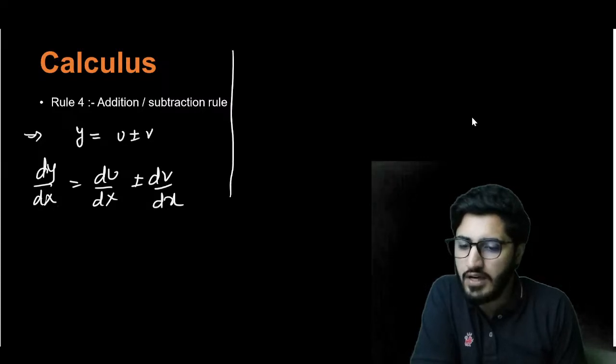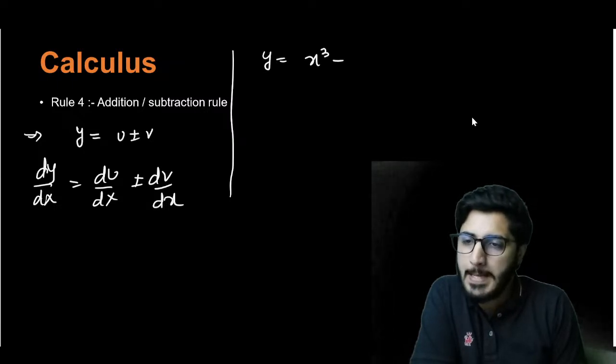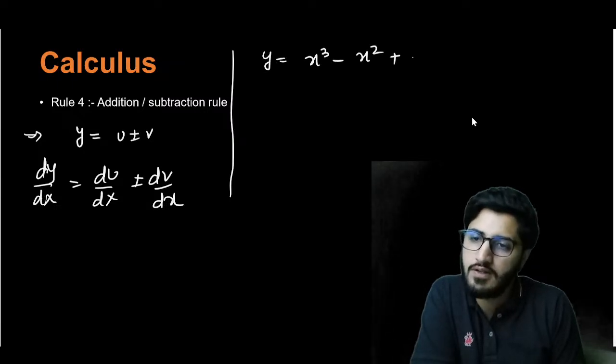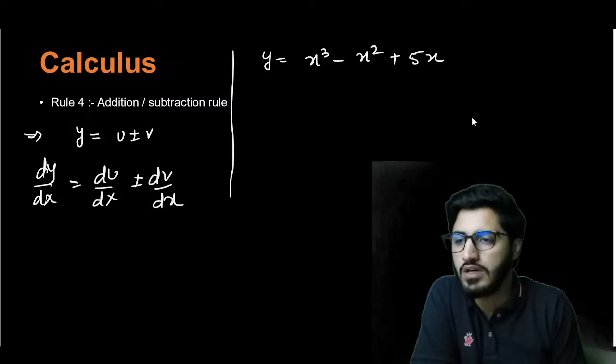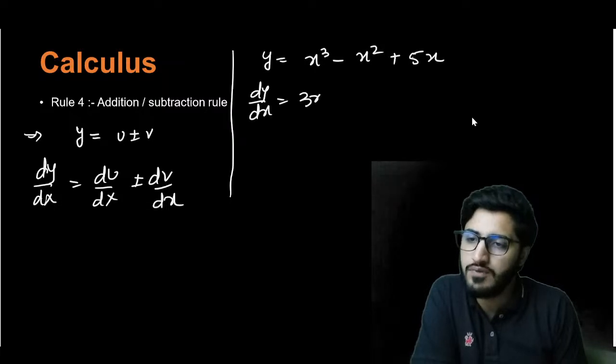How to do it now? If we are having some numerical, y is equal to x to power 3 minus x to power 2 plus 5x. How can we do it now? I can do only one thing, dy by dx. It will become 3x square minus 2x plus 5.